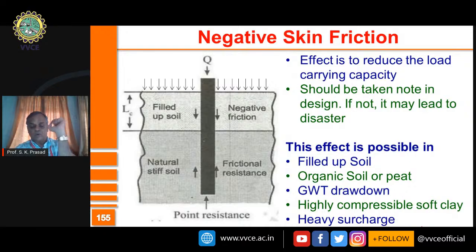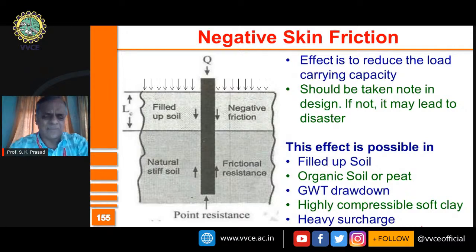So the effect of this is to reduce the load carrying capacity. You have to take a note of it carefully in the design. If you make a mistake, you're going to be on the other side, not on the conservative side, and it might cause a huge disaster. You have to be very careful.